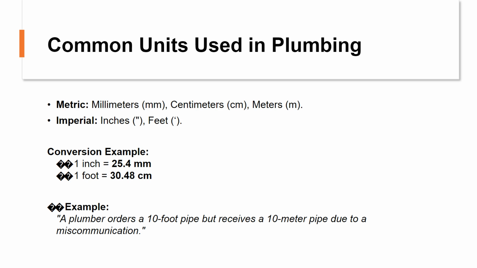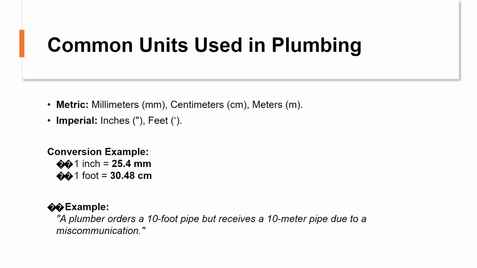The danger of mixing systems. I've seen it happen. A plumber orders a 10-foot pipe but receives a 10-metre pipe instead. That's 3 extra metres of material. Wasted. Or worse, you cut for 120 centimetres but use the inch side of the tape. Now the pipe's too short and the entire system is misaligned.